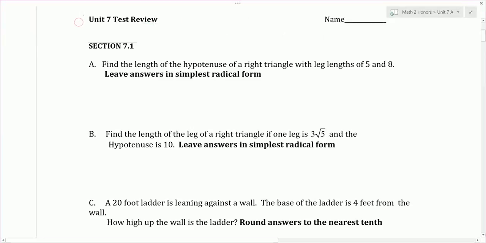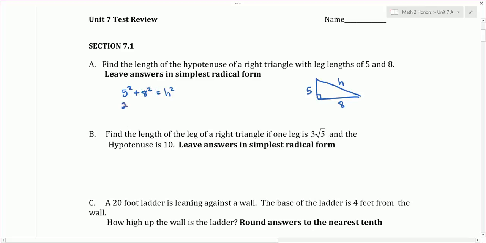I'm going to start with a picture of a right triangle. Remember, the hypotenuse is the longest side, which is opposite the 90-degree angle. The other two sides are your legs. So we have leg length of 5 and 8, and we want to find the hypotenuse. I'll call that h. Pythagorean Theorem tells us that if you get the sum of the squares of the legs, it's equal to the hypotenuse squared.